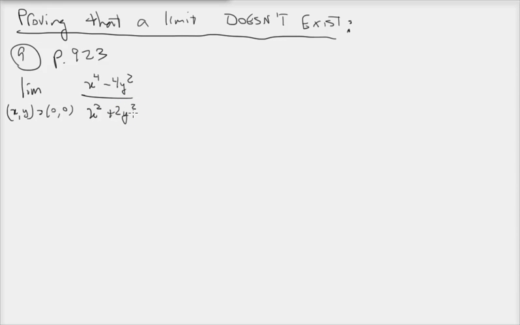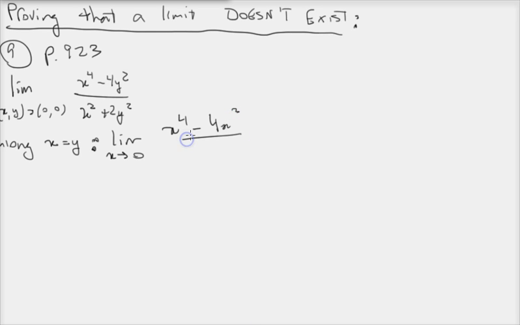So the first curve we're going to use is we're going to find this limit approaching along the curve, or the line I should say, x equals y. So that means we either plug in a y for all x's we see or an x for all y's. I'm going to plug in an x for all y's, and so we'll get a function just in terms of x, so all we have to care about is our x approaching 0. So we're going to get the limit as x approaches 0 of x to the fourth minus, then we plug in x for the y there, that'll be 4x squared, over x squared plus 2x squared.